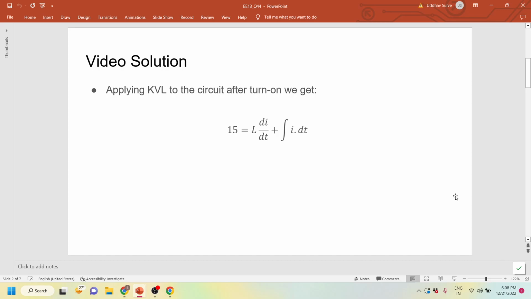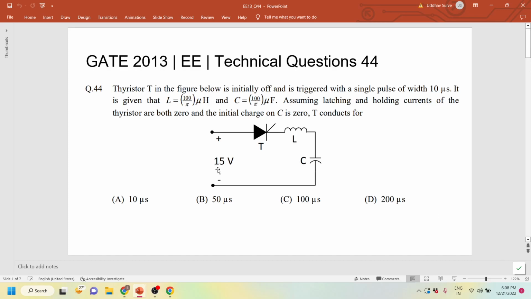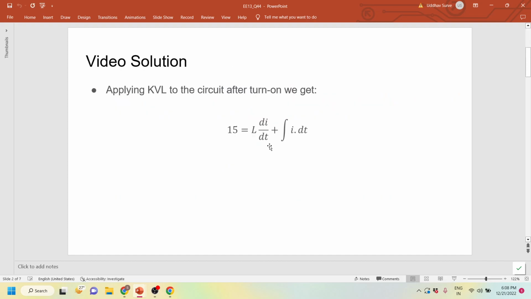So let us apply KVL to the circuit. 15 volts is given, and a thyristor is there. Assume the thyristor is fired and 15 volts comes into the circuit. So the KVL of the circuit will be 15 equal to L dI by dt plus integral of I dt, which are the voltage across the inductor and the voltage across the capacitor. Now let us take the Laplace transform of this and find the current through the circuit. So 15 by S is equal to (SL plus 1 by SC) into I of S.